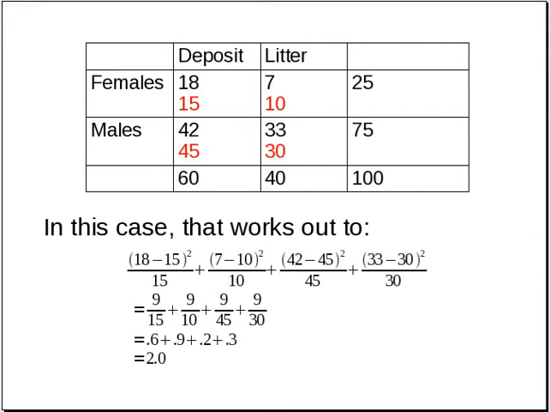In this case, it works out to 18 minus 15, or 3 squared divided by 15, plus 7 minus 10 squared divided by the expected value of 10, plus 42 minus 45 squared divided by 45, plus 33 minus 30 squared divided by 30. And if we add all those up, we get a total of 2.0 for chi-squared.